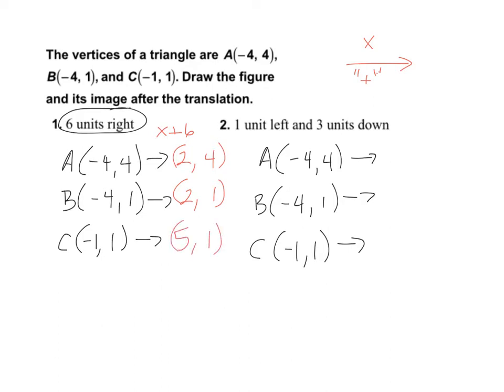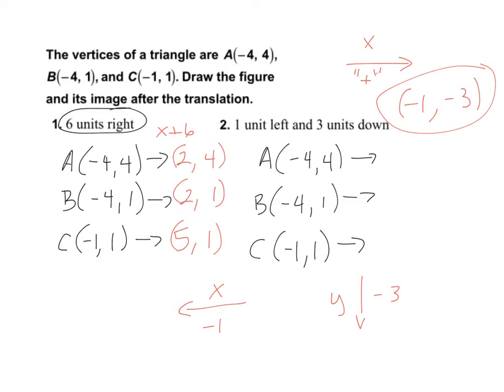Over here, if we go 1 unit to the left, that means that our x value is going to decrease by 1. So we're going to subtract 1 from the x. And for the y-axis, we're going to go down 3 units, so that's -3. So we're going to use this rule right here. We're just going to subtract 1 from the x and 3 from the y.